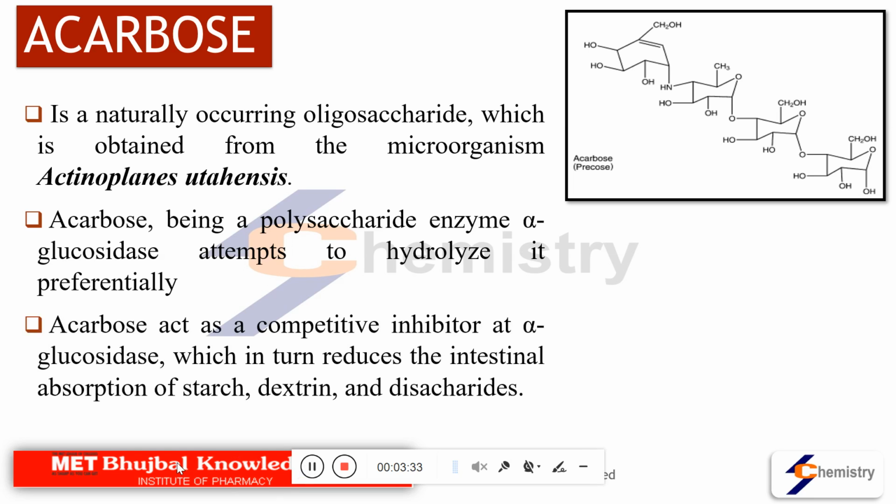It acts as a competitive inhibitor at alpha glucosidase, which in turn reduces the intestinal absorption of starch, dextrin, and disaccharides. It is evident from the structure of acarbose that it has a similarity in structure with carbohydrate, and therefore the enzyme is not able to recognize whether it is carbohydrate from the food or the drug, and therefore it preferentially binds with acarbose.